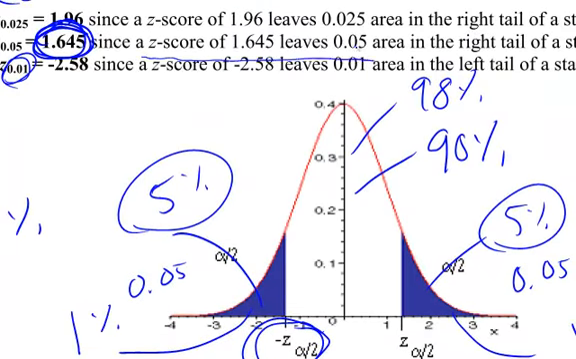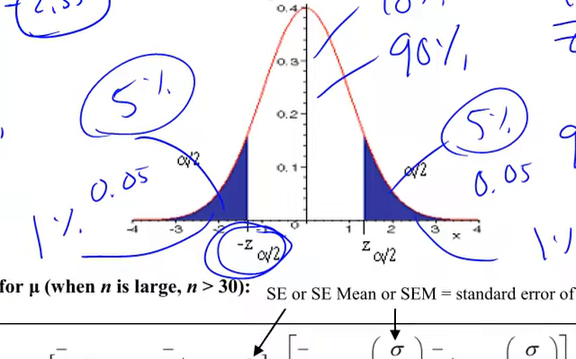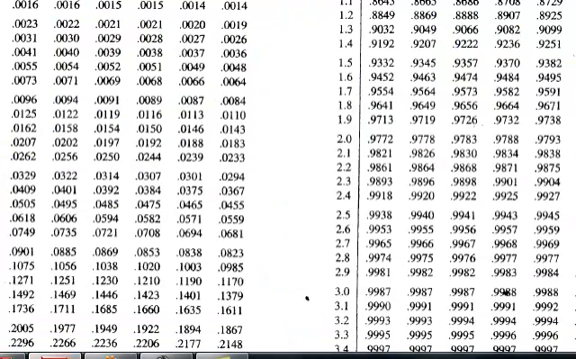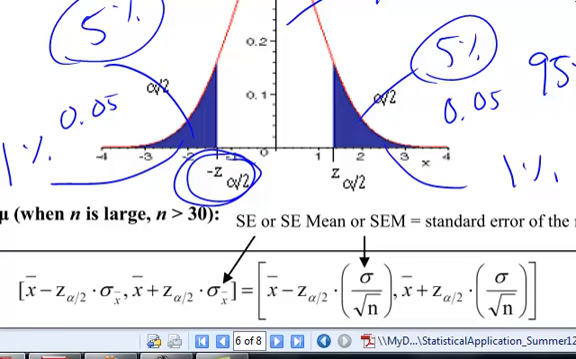Z-score. So that was right, 1.96, and this is wrong. This should be 2.33, right? A z-score of negative 2.33 leaves 0.01 in the tail, right? So let's go back and make sure. 2.33 leaves 0.01 in the tail. So I guess I found an error in my lecture there.